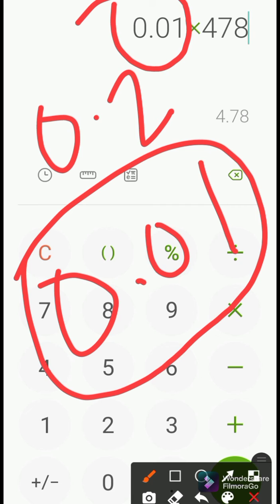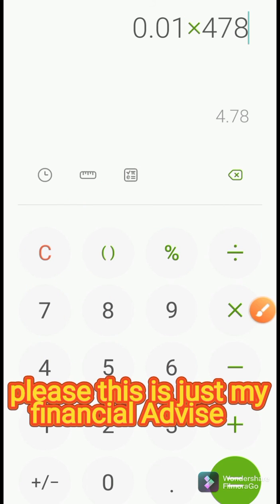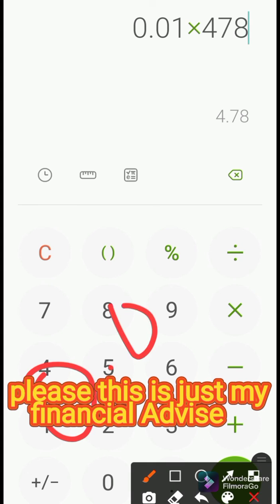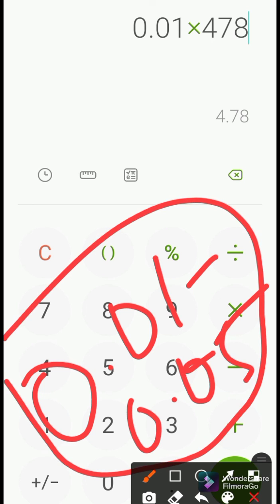If you have less than a $50 account, never trade more than 0.01 to 0.05. That's the lot size you should trade between.